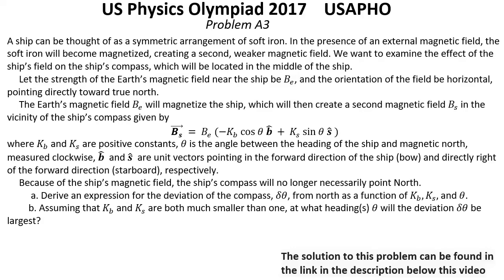Question A. Derive an expression for the deviation of the compass, delta theta, from north as a function of KB, KS and theta. Question B. Assuming that KB and KS are both much smaller than 1, at what headings theta will the deviation delta theta be largest? Solutions.